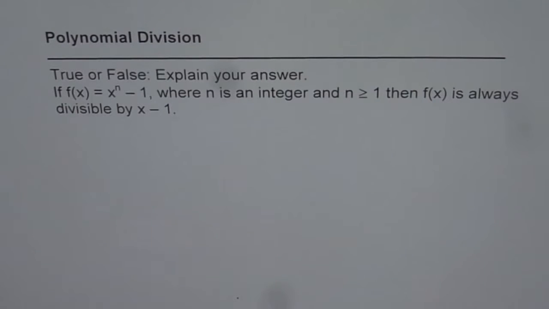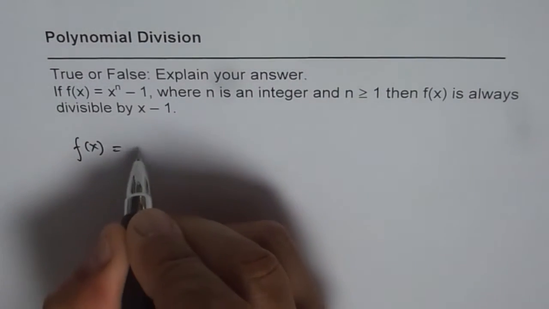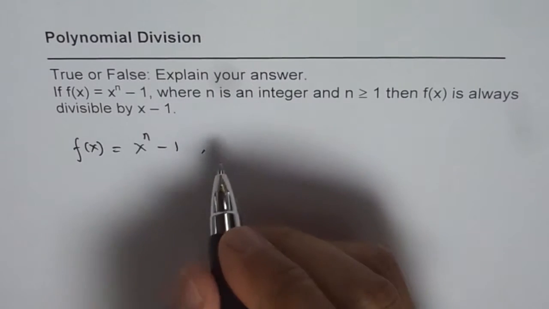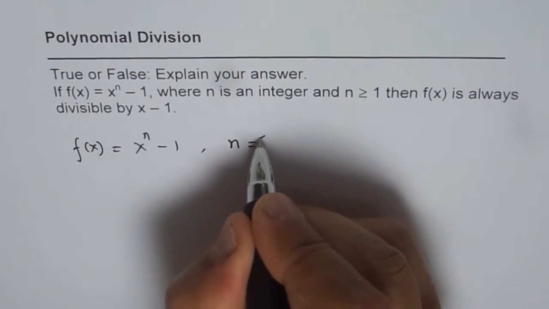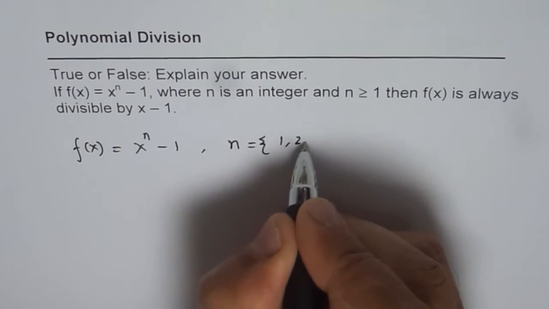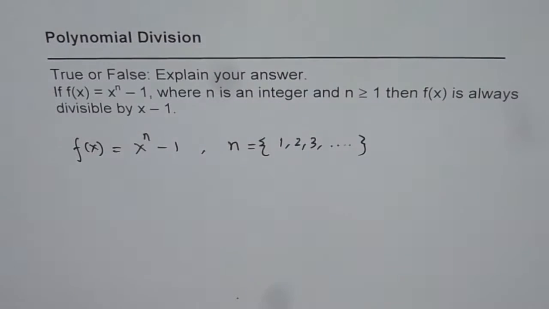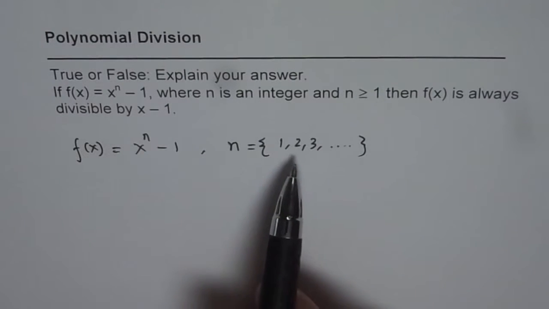Now to understand it, what we are given here is the function, let me write it down here, x to the power of n minus 1, where n is an integer that is greater than or equal to 1. That means n could be equal to numbers like 1, 2, 3 and so on, right? So these are the integers which are greater than or equal to 1. So n can have any value like this, but a whole number, right? That's what we're trying to say.